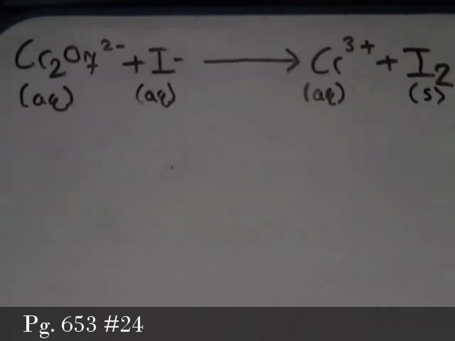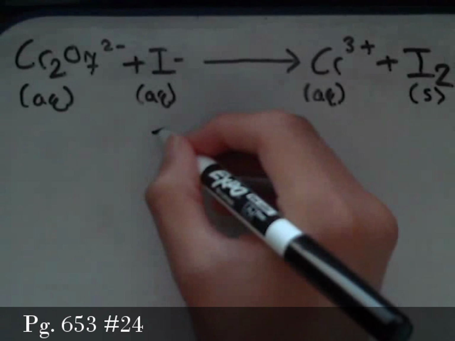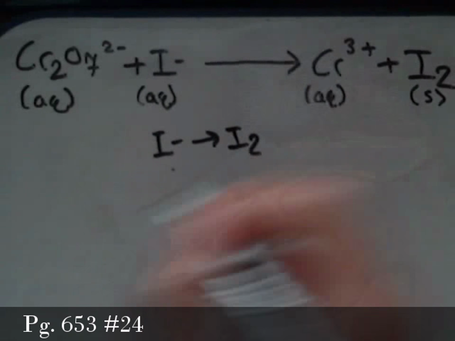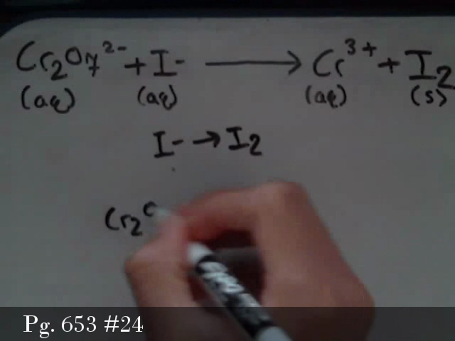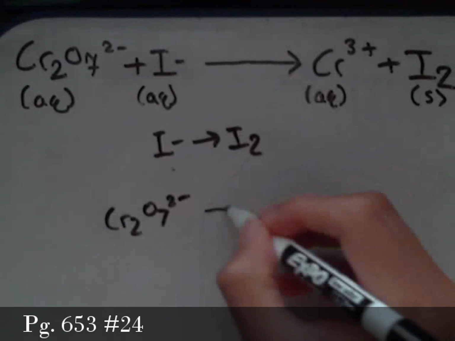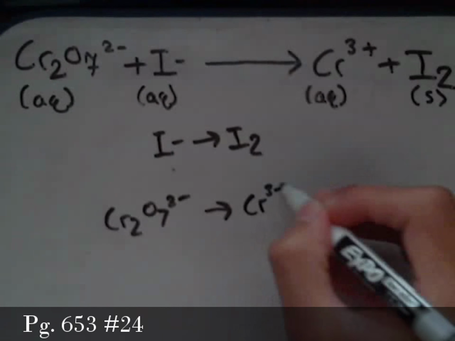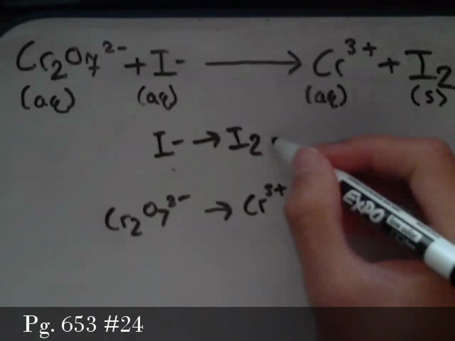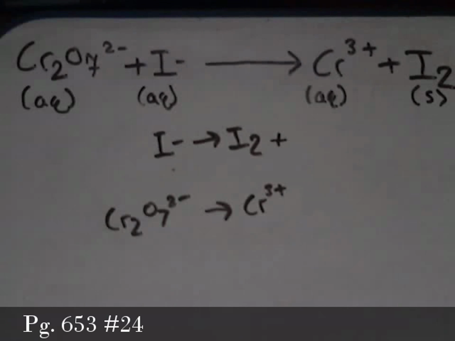I'm going to split this up into two separate equations: the oxidation portion and the reduction portion. And then we know that the iodine is the oxidation because it goes from being negative to 0, so it gets less negative. So we know the electrons will be on the right side. But first, we need to balance the atoms.